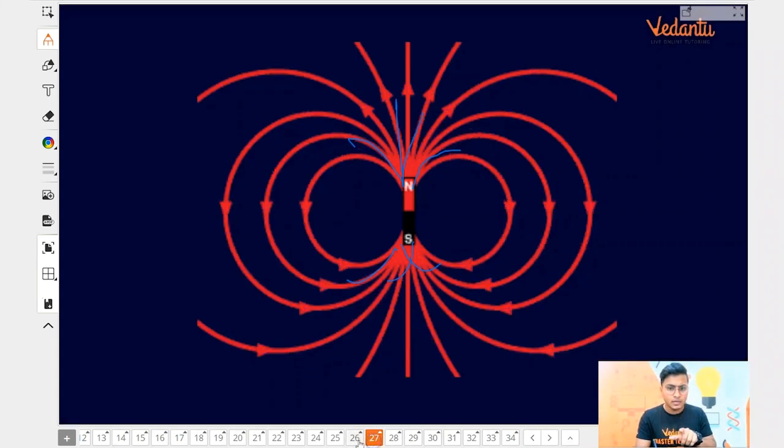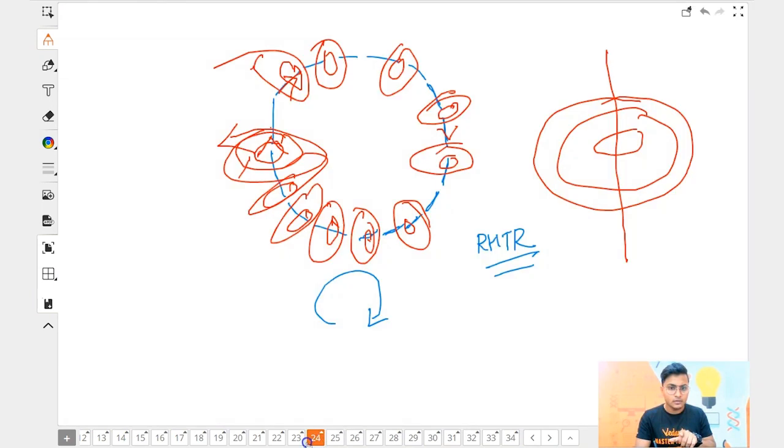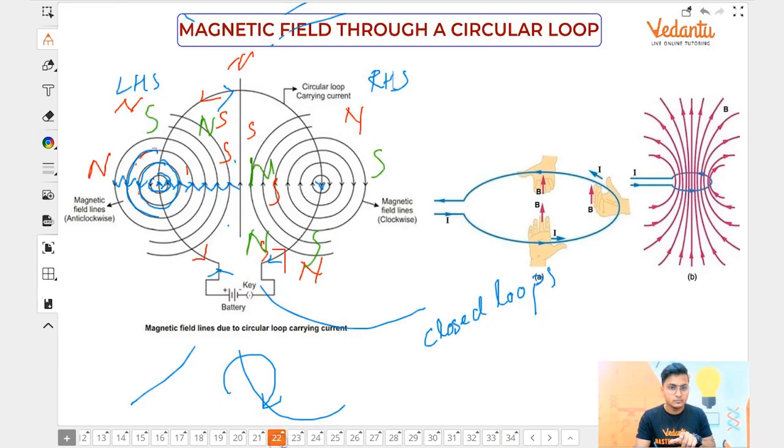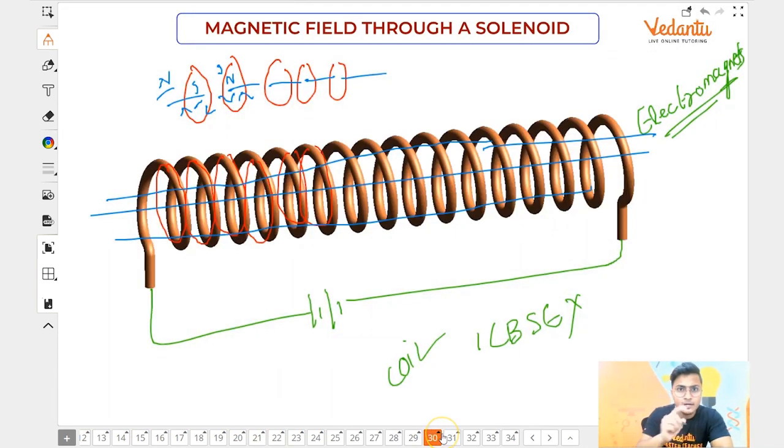If you remember here, yes, here we cleared it up. When the direction of the current is clockwise, north is outside, south is inside, and the opposite, vice versa, happens for the other case. Correct? The same thing happens here, for the solenoid, because it's nothing but a combination of circular coils.